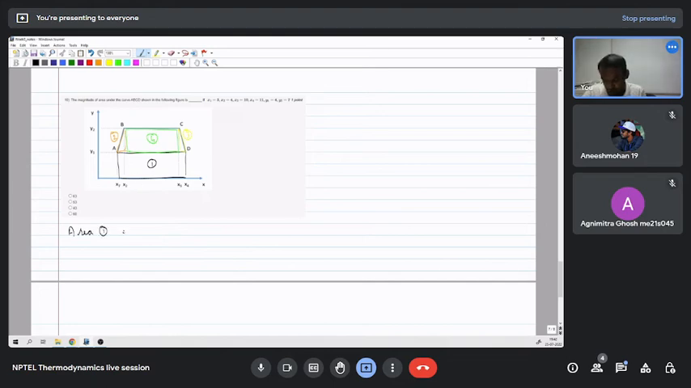Area 1 is, you can say, x4 minus x1 into y1. So that is x4 is 11 minus x1 is 3 into y1 is 4. So we have 8 into 4, 8 4s are 32.